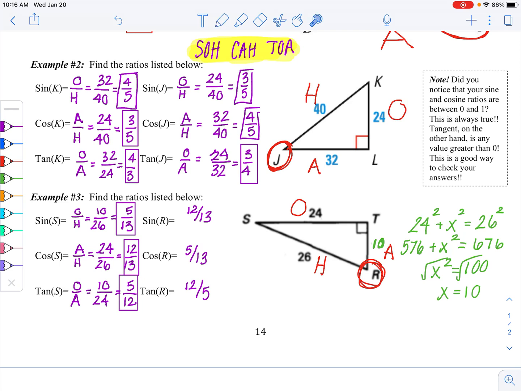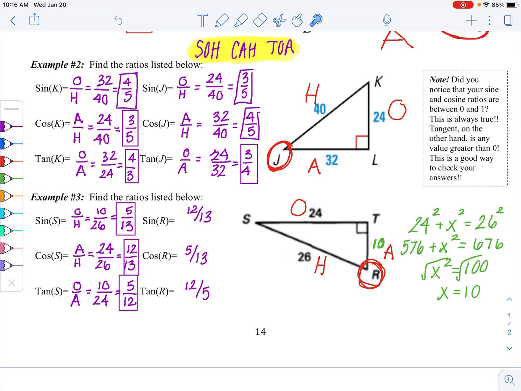One last thing before I let you go. A little note over here. Did you notice that your sine and cosine ratios, so the first two in each, are actually between 0 and 1? Well, that should always be true. If they happen to be negative, or if they happen to be greater than 1, you did something wrong.